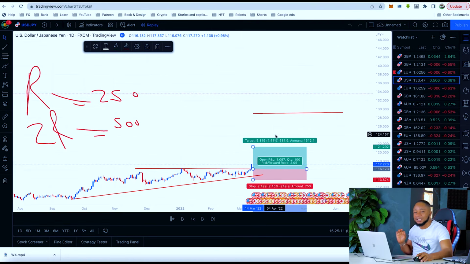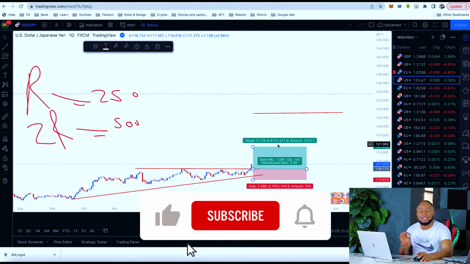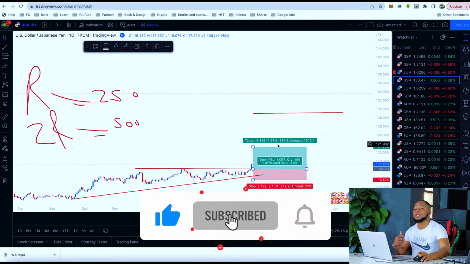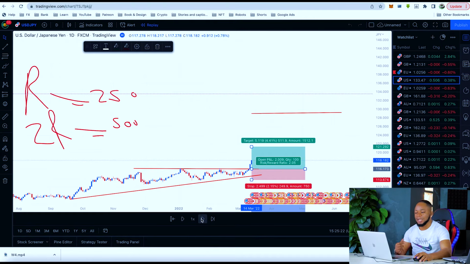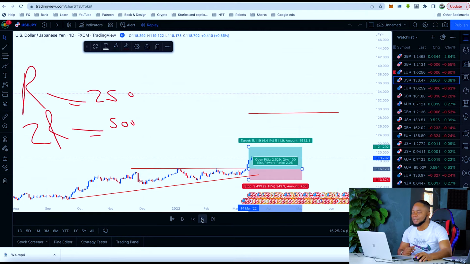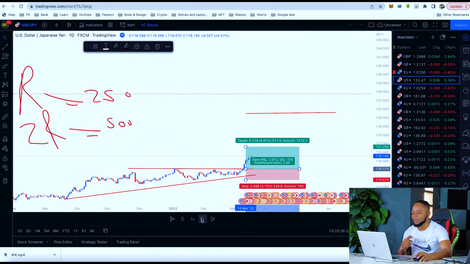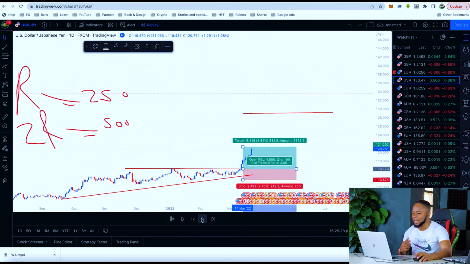The first thing, my risk is 250 pips. So before I touch my stop loss, the market must go in my favor for 2 times my risk, which is 500 pips. So let's play and see what would have happened. Boom. The next candle, we are still in profit. The market is still going in our favor. So let's keep going. You can see, guys, the market going up.